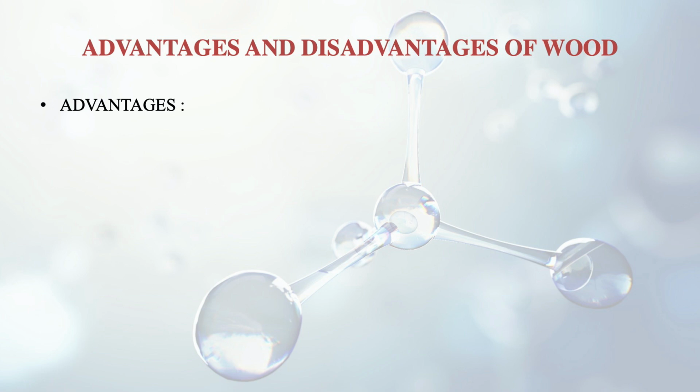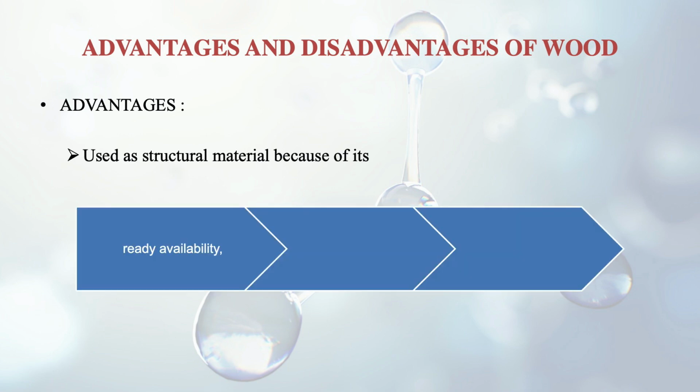So what are the advantages and disadvantages of wood? The advantages are listed here. It is used as a structural material, and why is it used as such? Because it is readily available, it has low density and it is convenient to handle. Especially in areas where a number of earthquakes happen, you may see that they have wooden houses as well because of its low density, so it will not cause that much damage as compared to concrete and all. In Japan, you may have seen, or somewhere where the number of earthquakes is more.